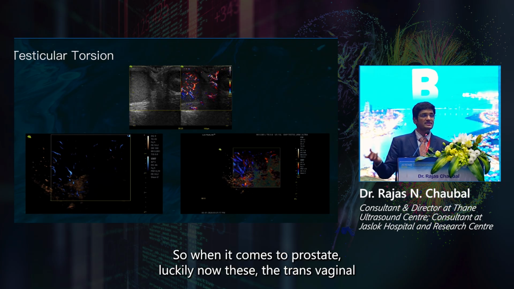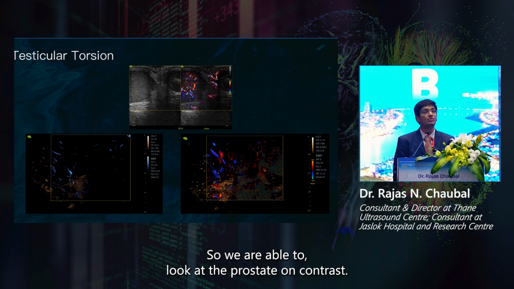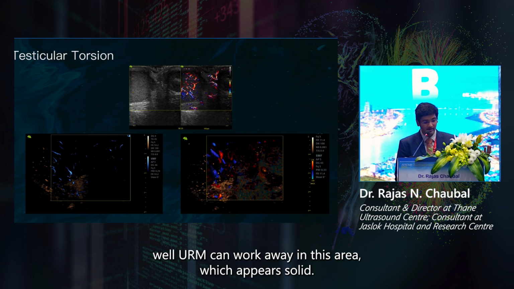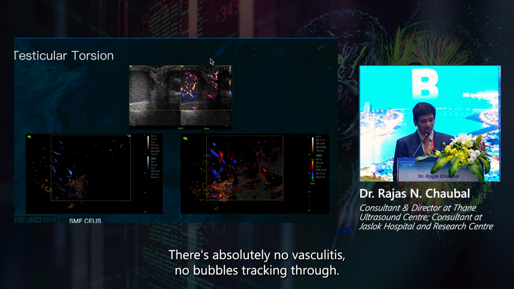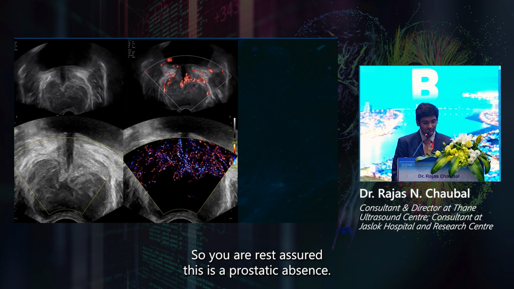So when it comes to prostate, luckily now the transvaginal and the transrectal transducers are equipped with the URM imaging as well. So we are able to look at the prostate on contrast. This diagnosis is very simple, but this is just to show how well URM can work over here. In this area which appears solid, there's absolutely no vascularity, no bubbles tracking through, so you are rest assured this is a prostatic abscess.